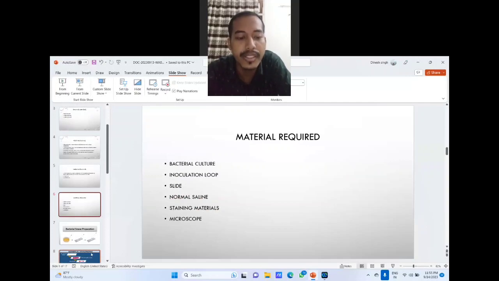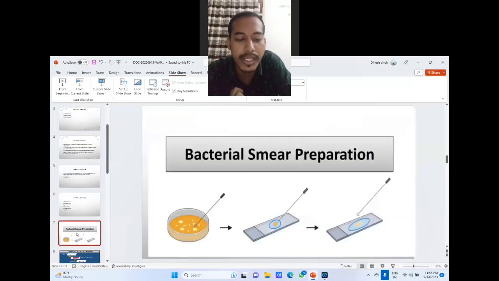The materials required for staining are bacterial culture, inoculation loop, slide, normal saline, staining materials, and the last one, a microscope. Before the start of any staining, the first and most important thing is the preparation of a bacterial smear. For the preparation of a bacterial smear, first we take one thin and grease-free slide. Then we put one drop of normal saline using an inoculation loop, and after taking the normal saline, we sterilize the inoculation loop.